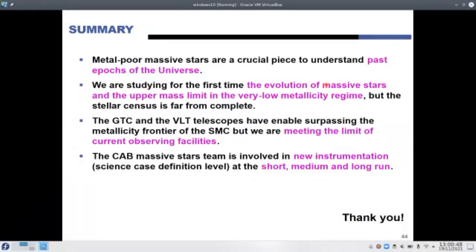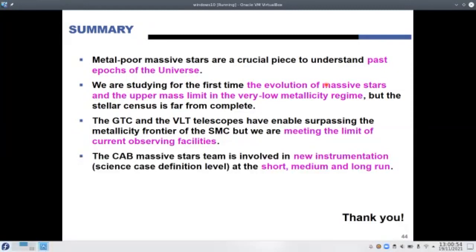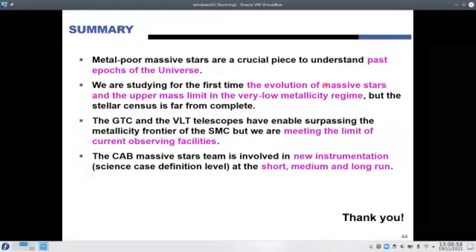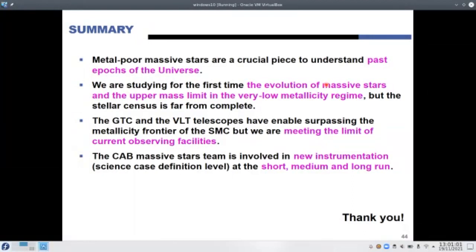Thanks, Miriam, for the nice talk. I have a couple of questions. The first one is regarding this finding of these metal poor massive stars in the outer parts of galaxies. I was wondering, is that an observational bias, because there's more extinction towards the innermost parts, or is it just that they are formed there in the outer parts of the galaxy?